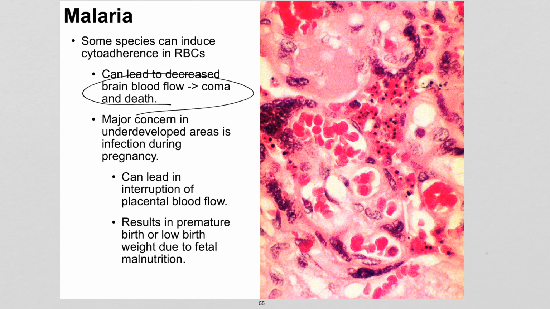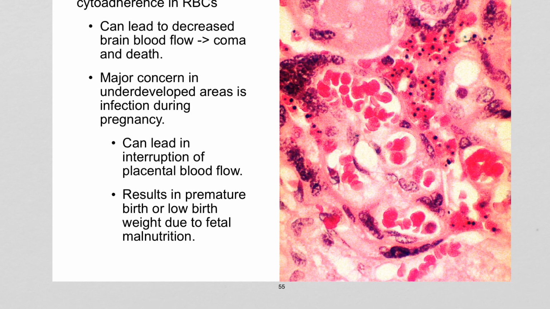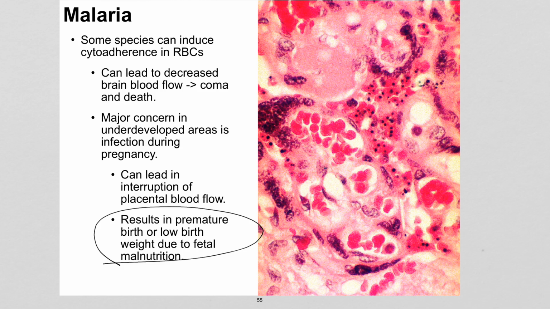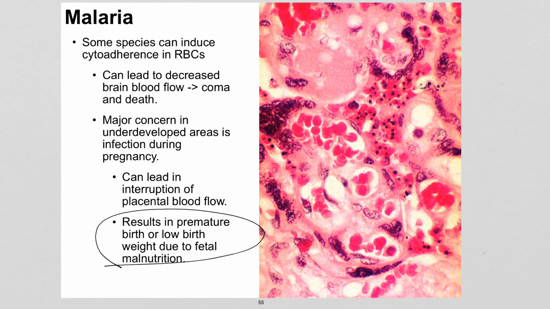And the other major concern is during pregnancy, there are a lot of blood vessels at the chorionic villi where the fetal blood supply meets the maternal blood supply at the placenta. If the fetus isn't getting enough blood flow, obviously it's not getting enough nutrients. And so either premature birth, miscarriage, or if nothing else, very low birth weight from lack of nutrition can be serious complications.